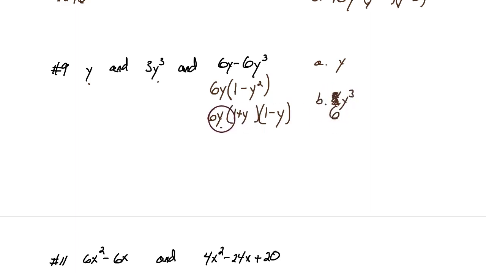Have we already included a y? Yes, we have. Have we included the 1 plus y or the 1 minus y? Nope, we're missing those. So let's put those on our LCM also. So our answer is 6y cubed times 1 plus y times 1 minus y. Again, I'm going to leave that in factored form instead of multiplying it out.